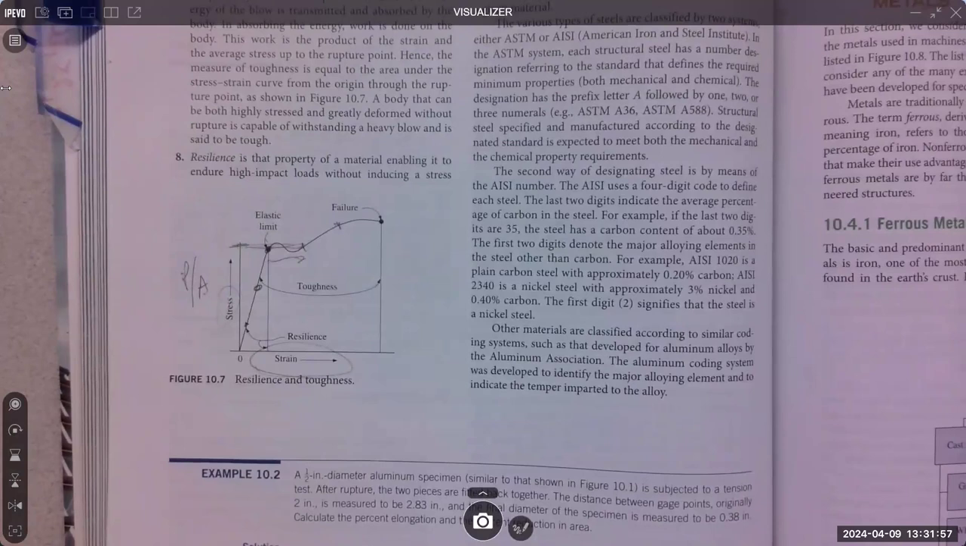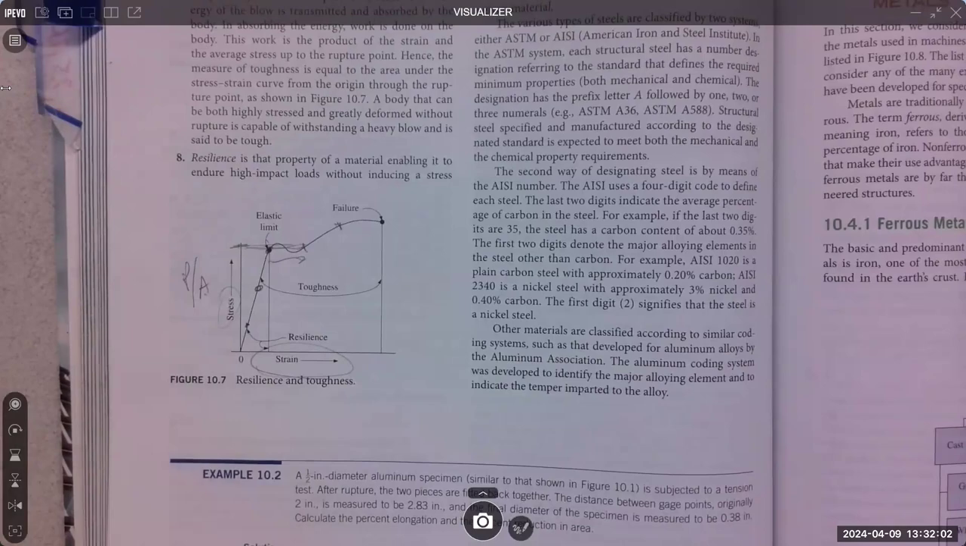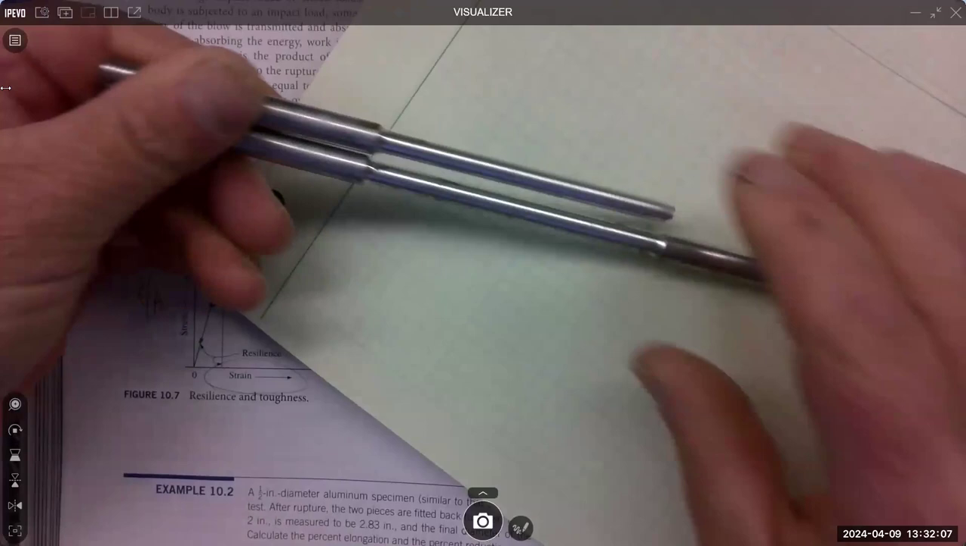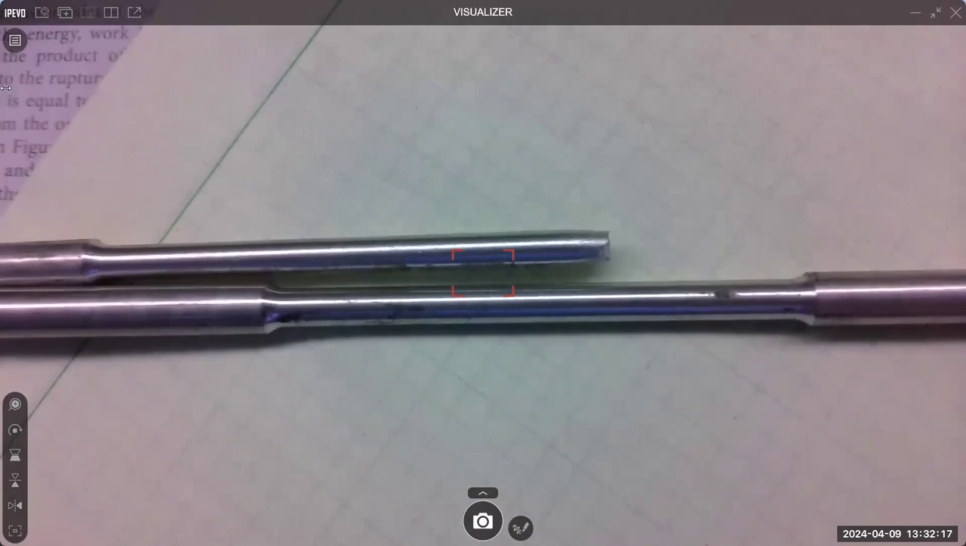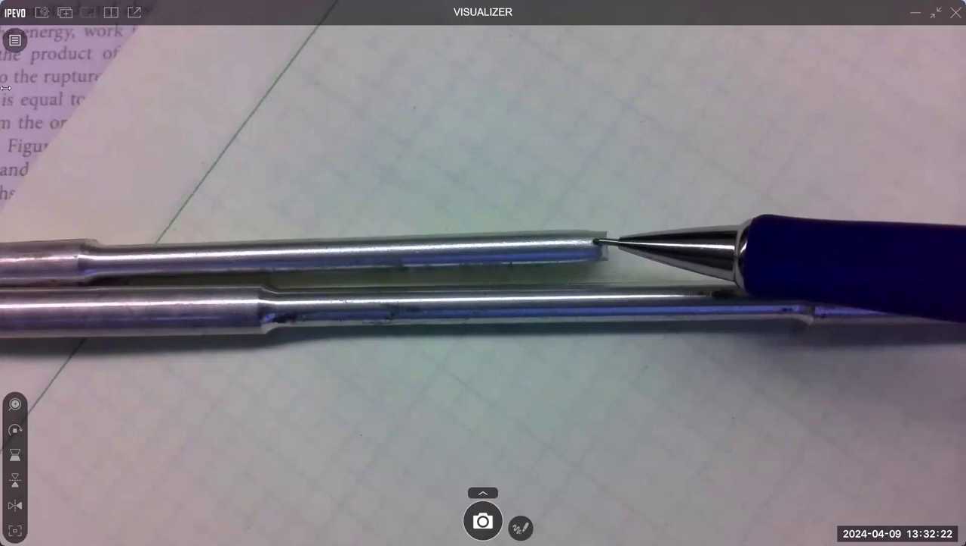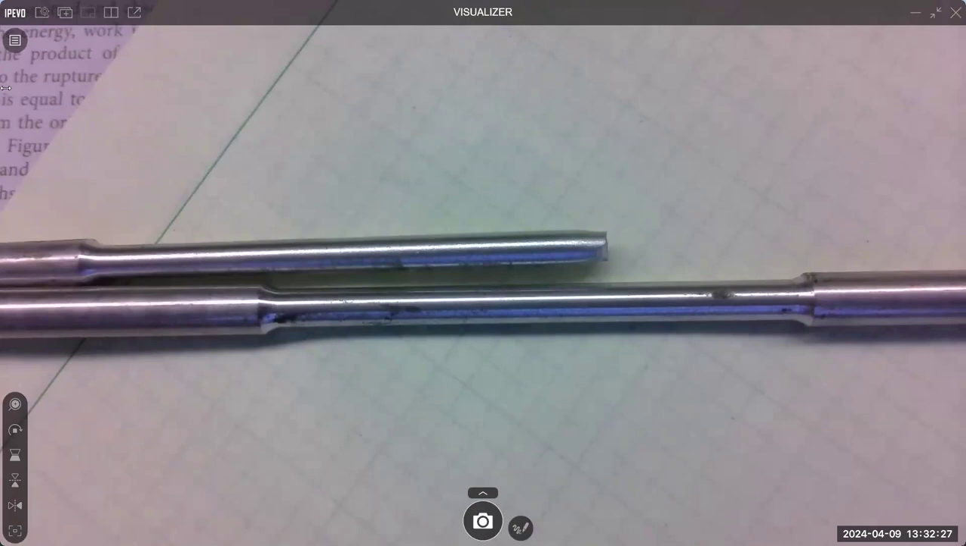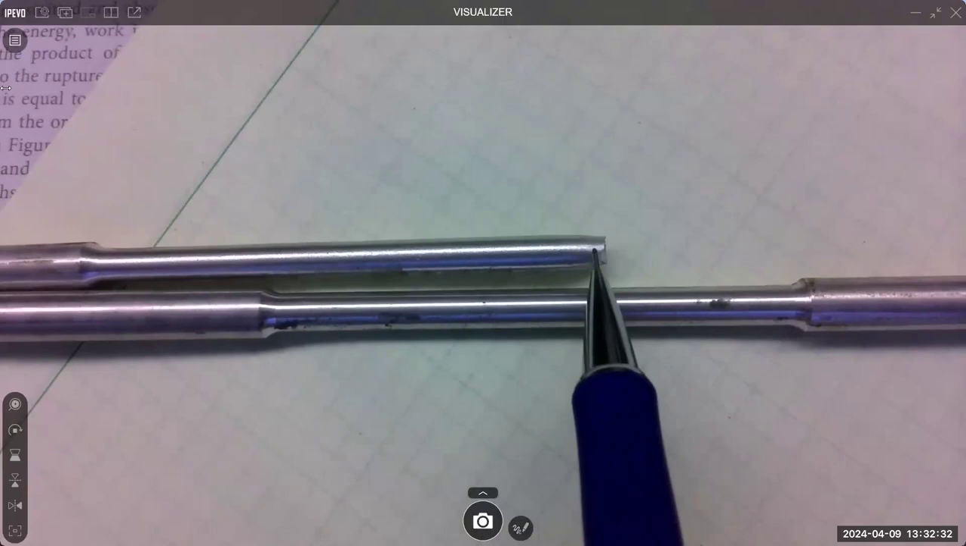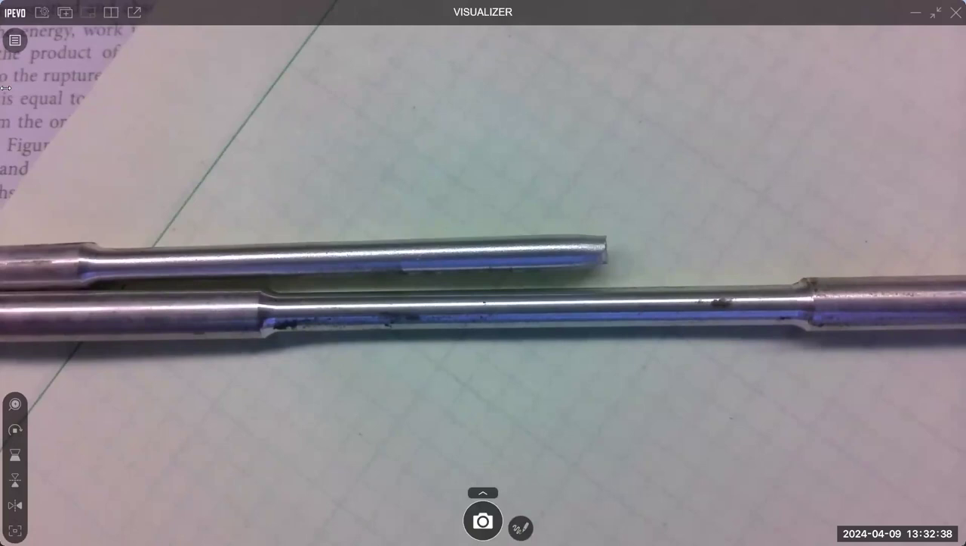I tried to grab one that was broke, and one that's not broke. It's just very hard to see, so I don't know that you'll be able to see this. Look at the surface. See how the surface is shiny? And then right here, the surface texture actually changes. It's called fish scaling. And that's strain hardening.